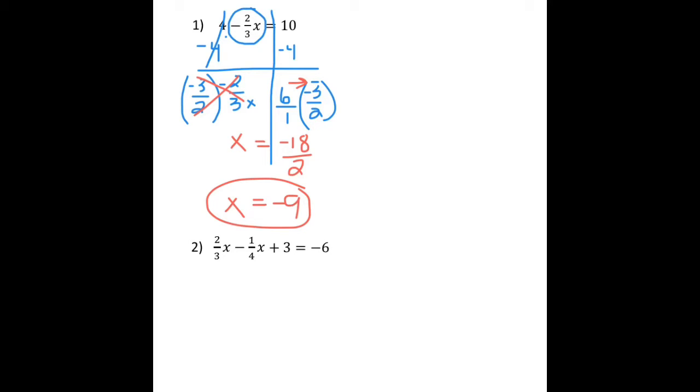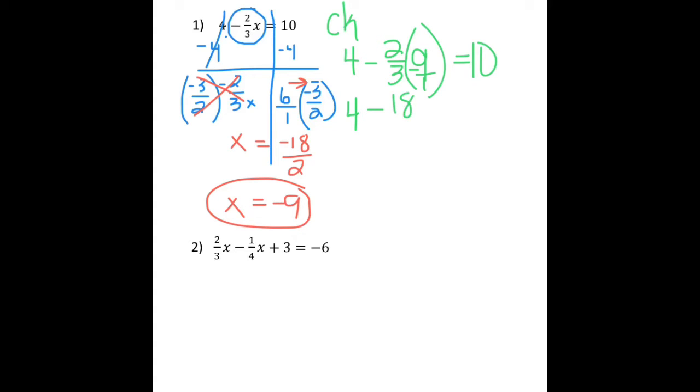If I were to ask you to do the check for this, remember that you take your solution and you plug it in. 4 minus 2/3 times, instead of using x, I'm going to use negative 9 equals 10. So that becomes 4 minus, well, I can multiply straight across again. A negative times a negative is a positive. So that's going to become a positive 18 over 3. And 18 over 3 is the same thing as 6. 4 plus 6 does in fact equal 10.